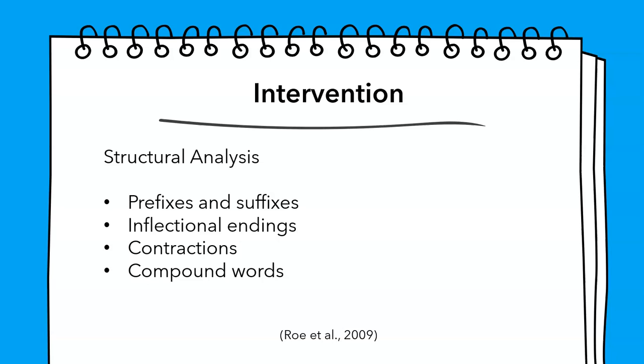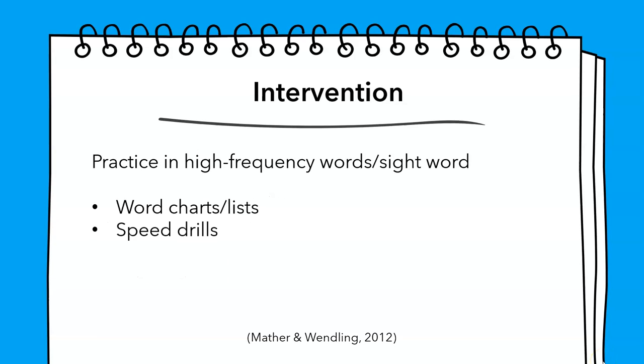Another intervention is to provide instruction in high-frequency words or sight words. So these are words that frequently show up in reading materials, and they may be regularly spelled or irregularly spelled words. Teachers can work with students to increase their sight word recognition by giving them word lists or charts that they can use for speed drills so that they can practice recognizing those words quicker.